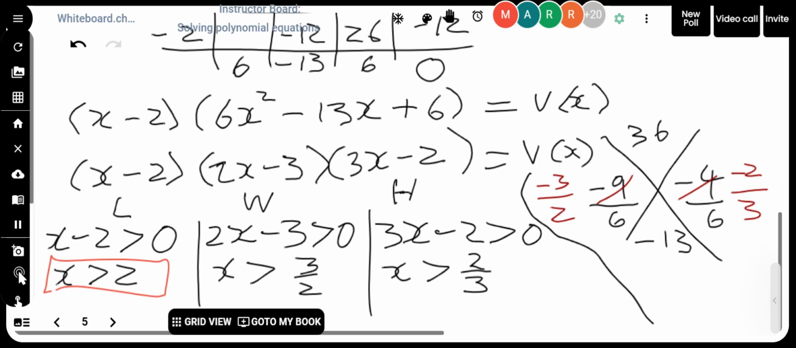Because remember what I'm saying, you have to satisfy all three. If you only satisfied greater than 3 over 2 and greater than 2 over 3, but you are less than 2, then you haven't satisfied the third condition. So I'm saying satisfying x being greater than 2 will make the other two guys still happy. It's the overlap, is what I'm saying. Do you see what I'm saying, Noah? I just have to satisfy that one, and I'm satisfying all three.